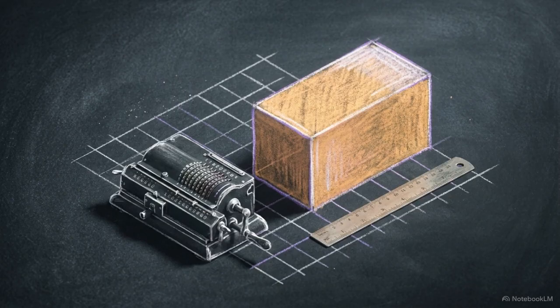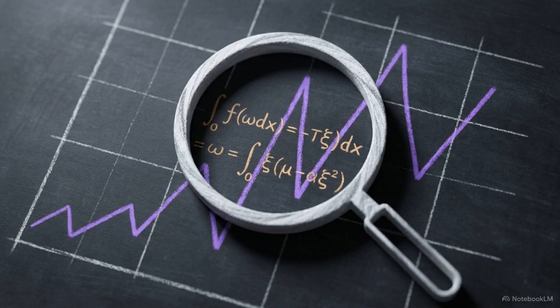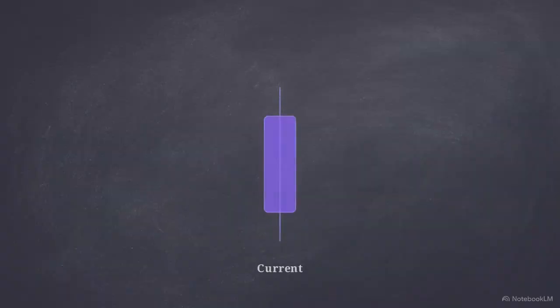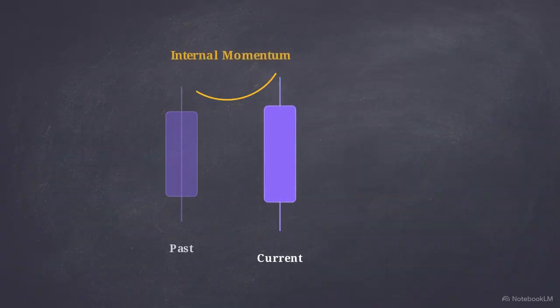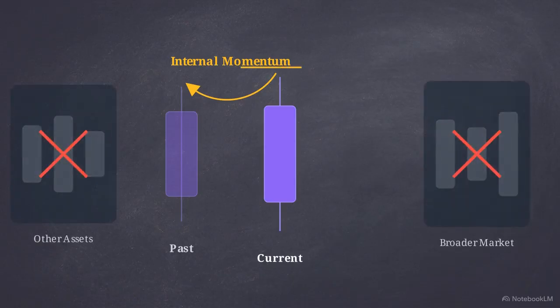J. Welles Wilder created the indicator in 1978 to solve a specific problem, isolating the timing of momentum shifts. He wanted to see if the internal strength of a move was actually keeping pace with the price. The formula compares the historical strength of a single asset against its own past performance. It does not account for the broader market or any external index.